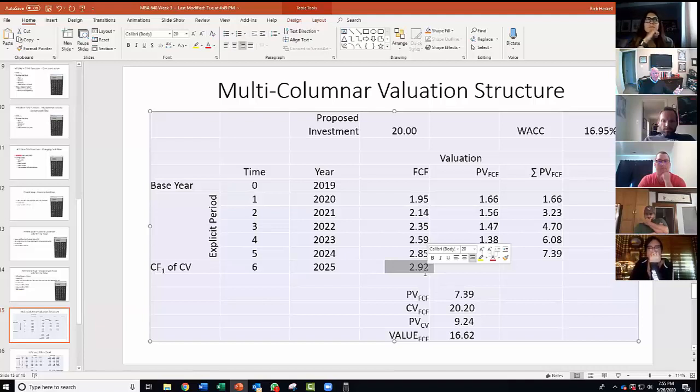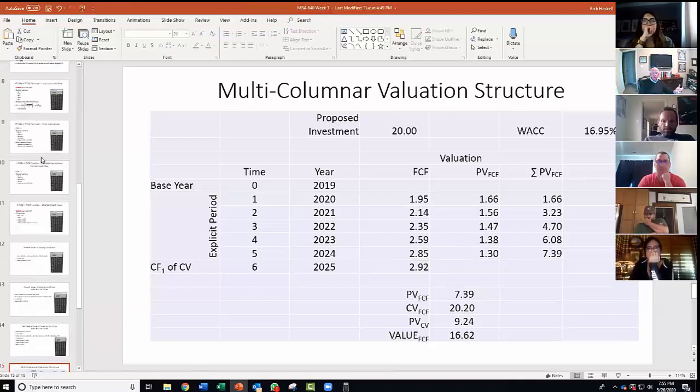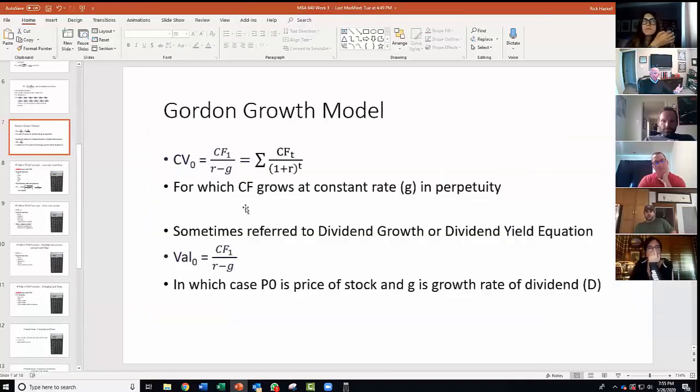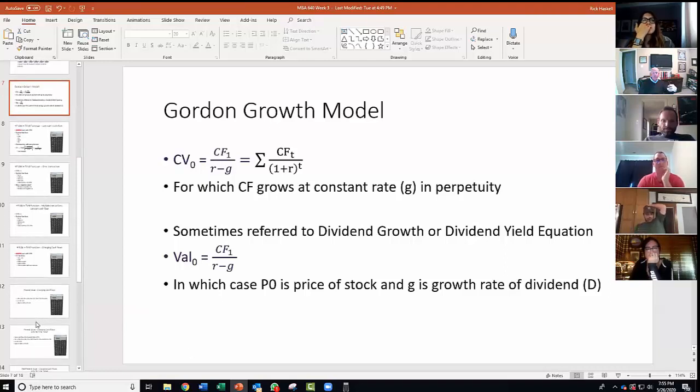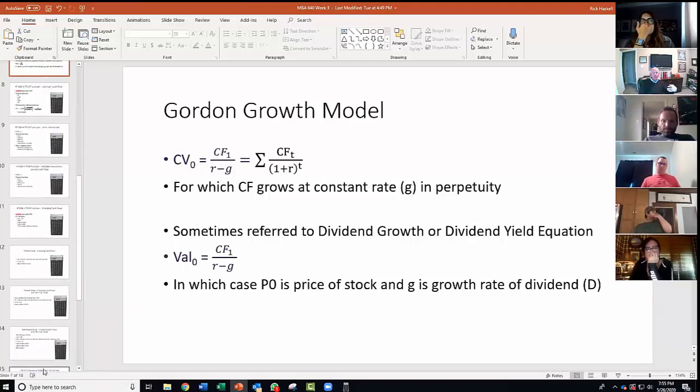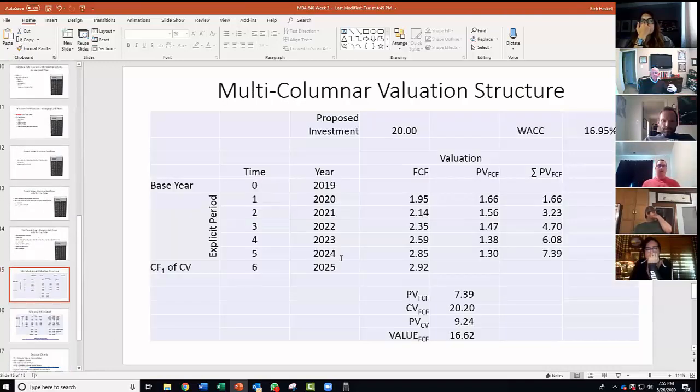What do you think? It lives in the future. So let's think back to Gordon growth. This is no longer CF1. It is in continuation time, but when did cash flow in time one come to us? It came to us 5 years out. So we have to think about that. So we're going to have to discount it back that 5 years.